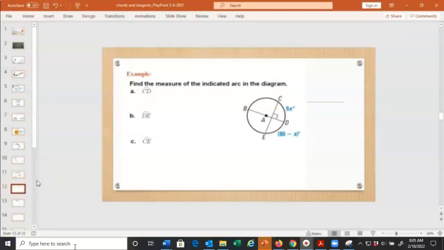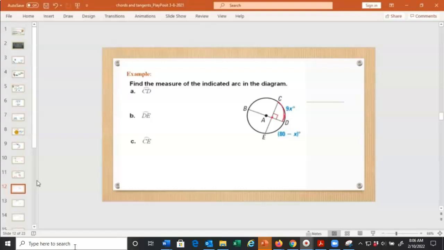In the diagram, here we have the measure of CD. And you might look at this and say, oh, it's 90 degrees because it's across from this 90. But remember, that only works if this vertex is on the center. And it's not on the center. So we can't use the central angle theorem. We have to use what we just learned.